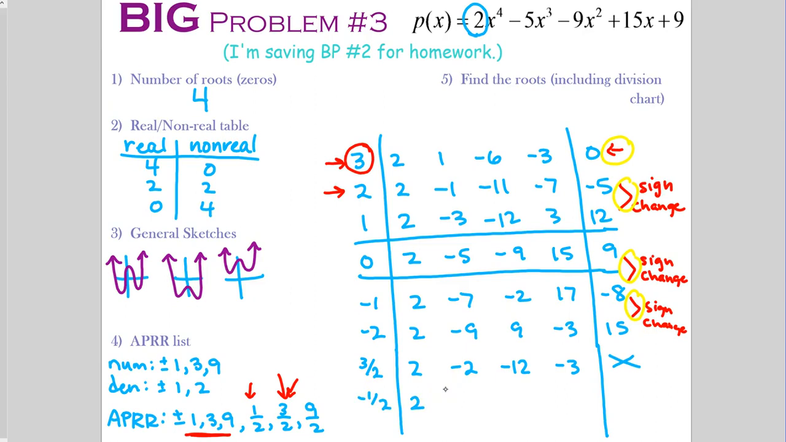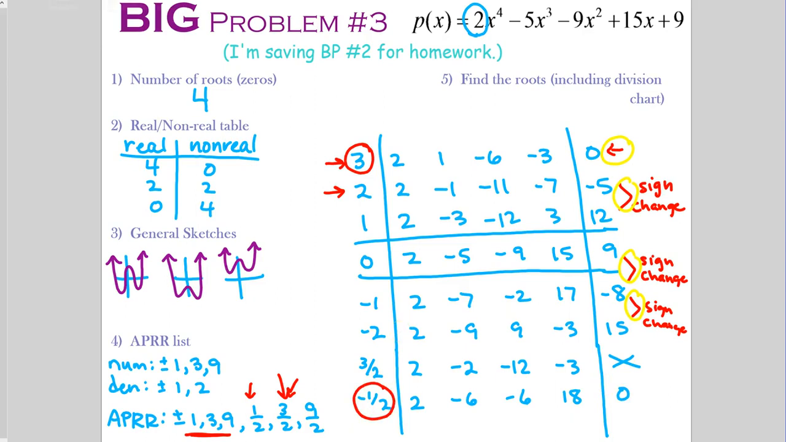-1/2 times 2, and you can do this on your calculator. Why am I doing it in my head? I don't know. -1/2 times 2 is -1, plus -5 is -6. -1/2 times -6 is 3, plus -9 is -6. Again, -1/2 times -6 is 3, plus 15 is 18, and -1/2 times 18 is -9, plus 9 is 0. Okay, so there it is. So we have another one.